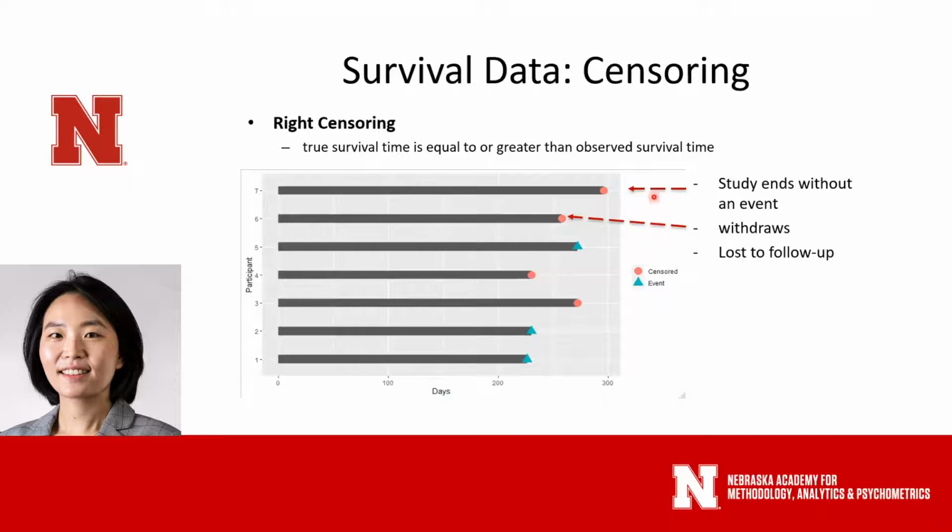And right censoring is the most common type of censored observation. It's the case where the study ends without an event, or participants dropped out from the study. Okay, and for this presentation, I'll only consider right censoring.